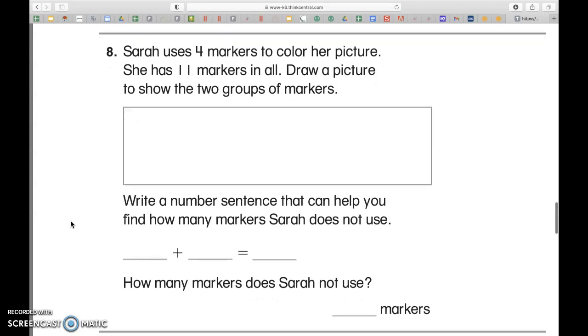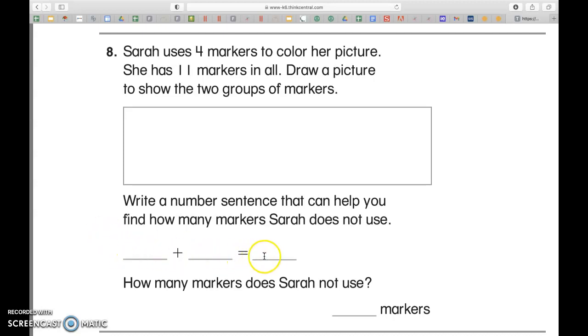Number 8, Sarah uses 4 markers to color her picture. She has 11 markers in all. Draw a picture to show the 2 groups of markers. Okay, so you have Sarah, and she uses 4 of her markers to color a picture. See if you can draw a picture for that in this box. She has 11 markers in all. Write a number sentence to help you find how many markers Sarah does not use.